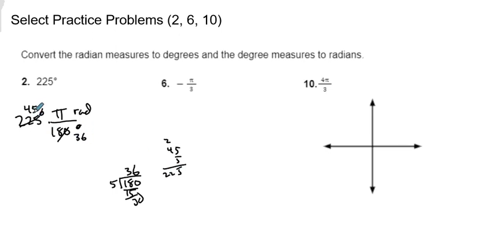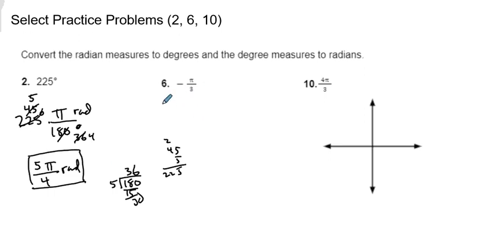These are both divisible by 9. 9 goes into 45 five times, and 9 goes into 36 four times. And now we're simplified. So now we've got 5 times pi over 4 radians. And this is your simplified and correct answer.